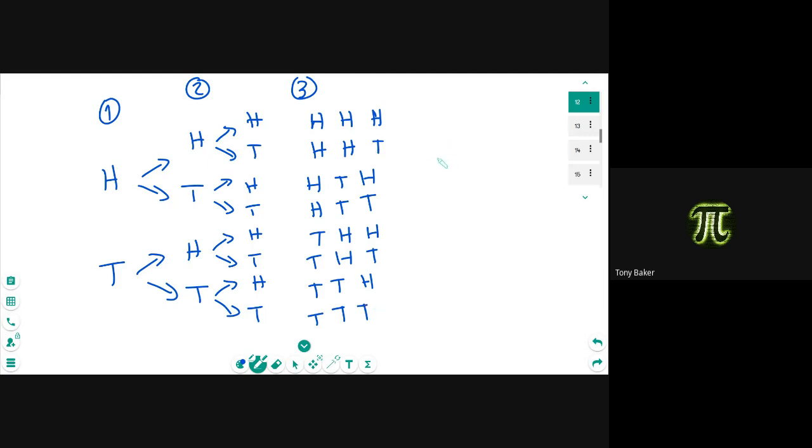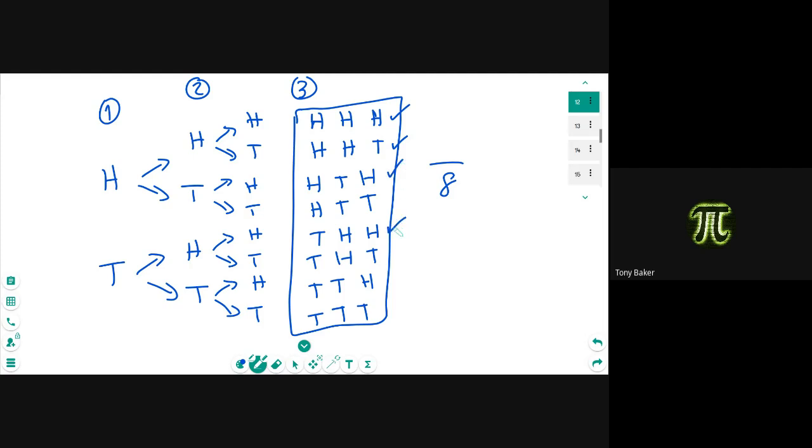So I have 8 options out of those 3 coins, correct? So that right there would be my sample space of all the different ways that I would get with flipping 3 coins. How many of them have 2 heads? So that one, that one, that one, that one. So 4 of them, or 1/2.